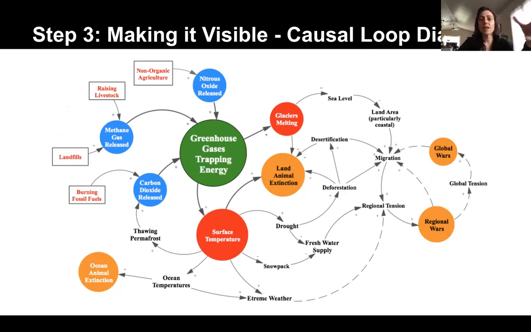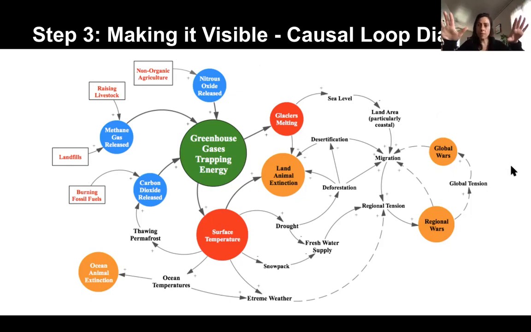So the idea of making your wicked problem visible is to say, let's avoid that as our solution over here. And maybe over here, we could just reduce the amount of landfills we have by doing other things, or we can reduce the amount of burning fossil fuels by doing other things. So instead of having this horrible negative loop that has to do with human death and suffering, maybe we could just switch to solar and switch to renewables instead of having all that.